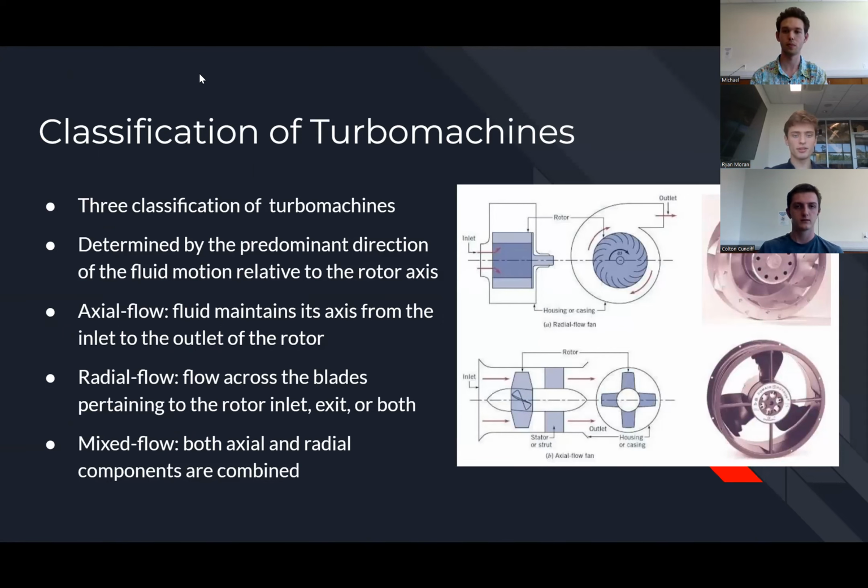Now moving on to the classifications of turbo machines. There are three main classifications, which are determined by the predominant direction of the fluid motion relative to the rotor axis. The first classification being axial flow, in which the fluid maintains its axis from the inlet to the outlet of the rotor. The second being radial flow, in which the flow across the blades pertain to the rotor inlet, exit, or both. And lastly, mixed flow is combining components of both axial and radial flow.